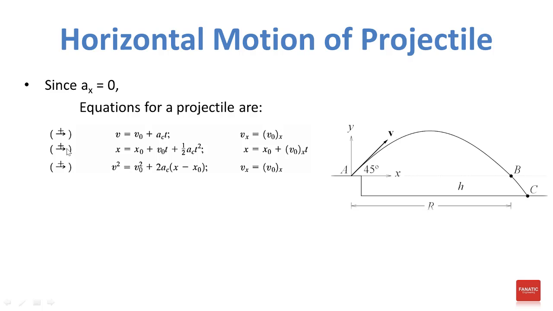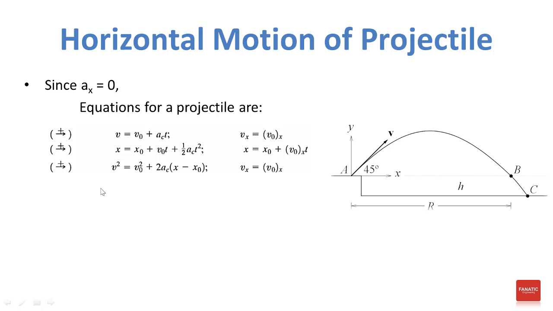For the second equation, if we put acceleration 0, x is the distance: the final distance is equal to the initial distance x naught plus v naught t plus 1 by 2 acceleration into time squared. We put 0 in acceleration, and we get x is equal to x naught plus v naught x into t, where v naught x means the velocity in the x direction. We get this equation from the horizontal component of the projectile motion.